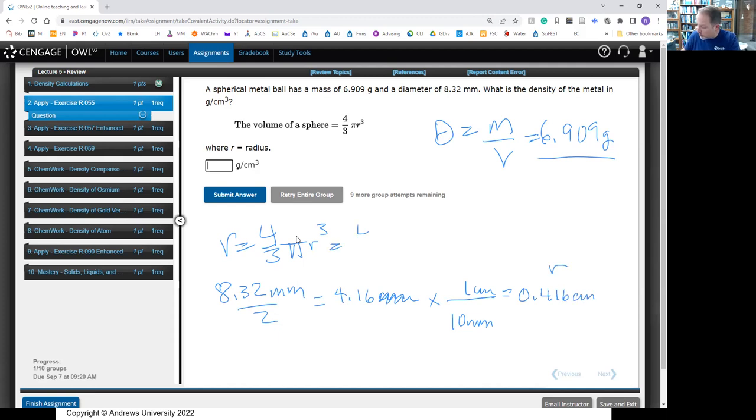Now I can go 4/3 pi r cubed, and I have to cube that number, and that's the number that goes in there. So I just want to show you how to set it up. You guys go after the green check mark there. Notice you only have to get 1 in this. In fact, you only need 1 required for the rest. That's not too bad.